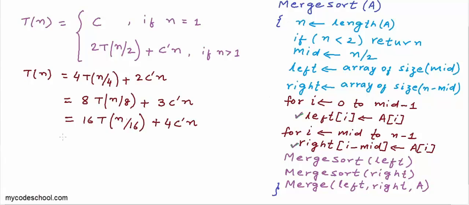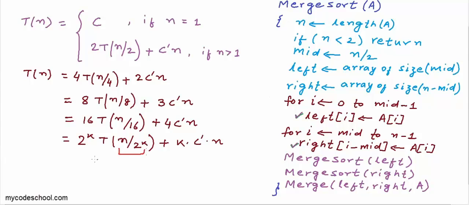And if I have to write this in the form of some generic k, this will be equal to 2 to the power k times T(n/2^k) plus k into c dash into n. Now we want to reduce this in terms of T(1) because that is what we know.